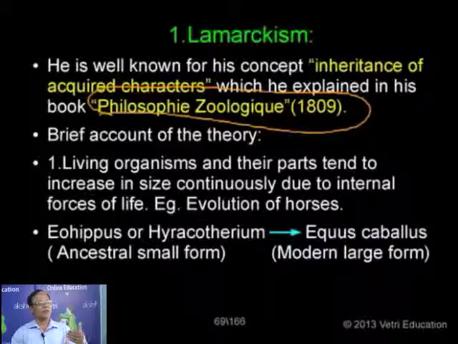Any character that has been acquired by an organism during its lifetime can automatically be transmitted to the next generation. That is the basic concept. Suppose, for example, a person gets ear boring, that character is also transmitted to the next generation, according to Lamarck. There are also some objections to this. Now let's see one by one. So he is known for the inheritance of acquired characters.